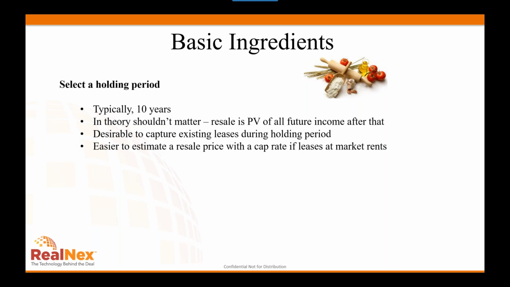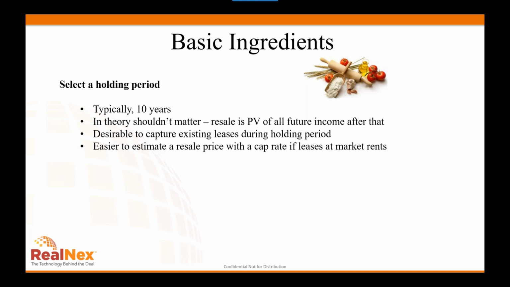What we're really doing is just trying to say, how long can I reasonably project what the leases are going to look like? And then at some point, I just say, okay, I'm going to now estimate a sale price of the property, which reflects what's going to happen after that, but I'm not going to try to actually project detailed leases beyond that period.